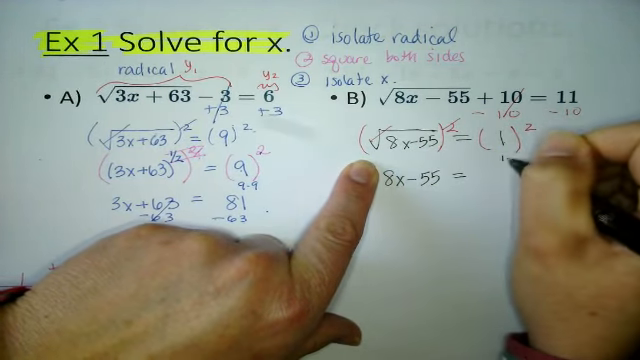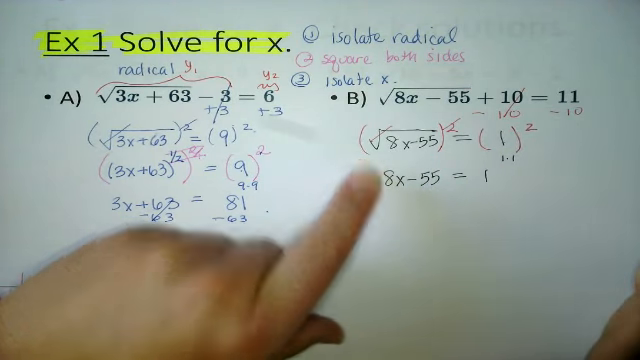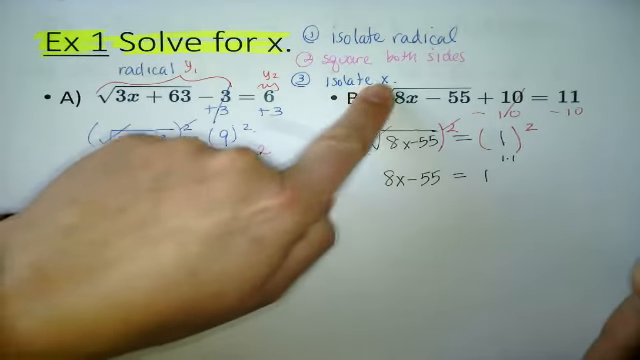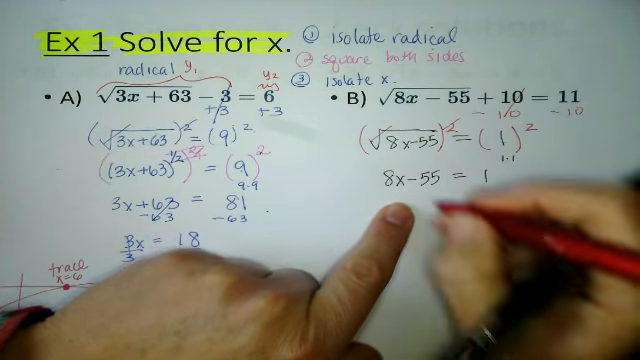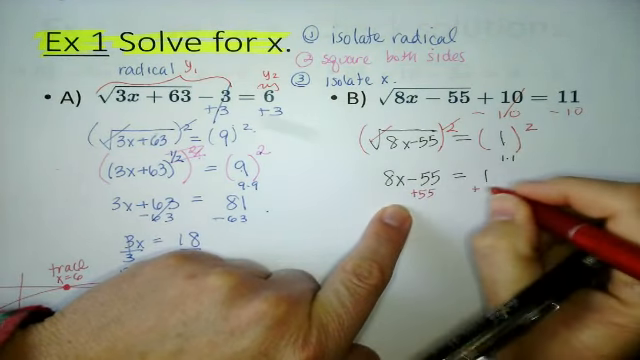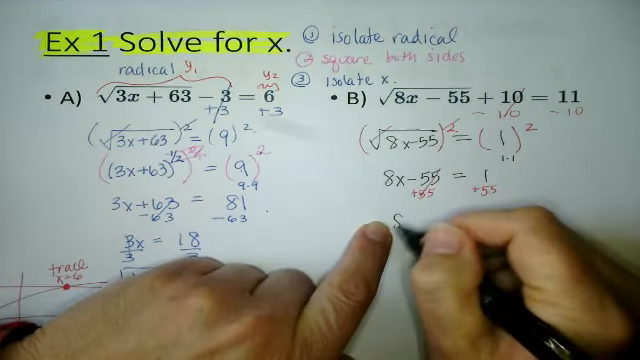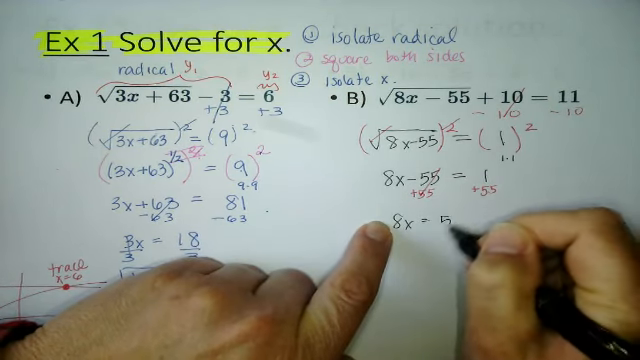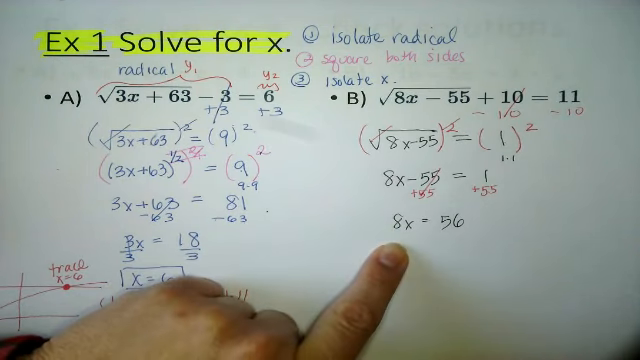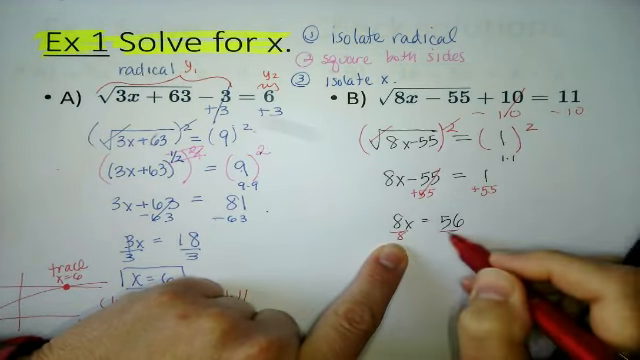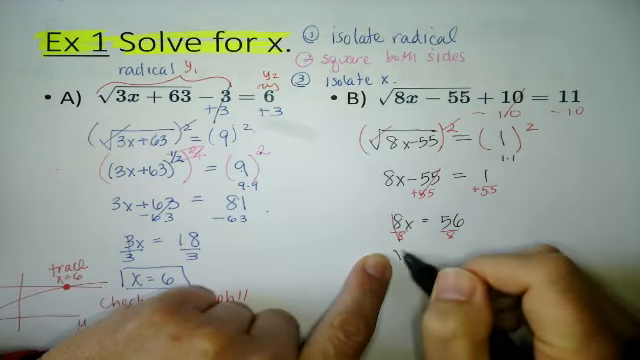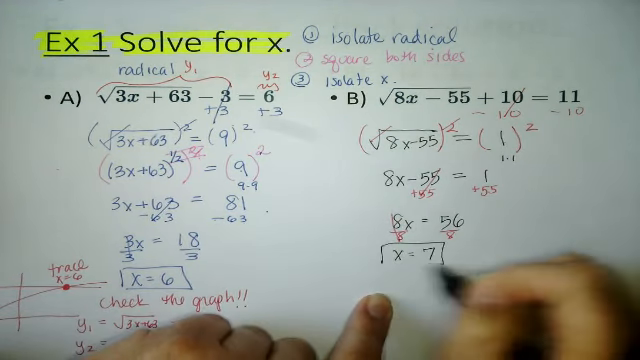1 squared is just 1. And then we can isolate x. So to do that, we're going to add 55. So we get 8x equals 56, and then I can divide by 8. So we get x equals 7.